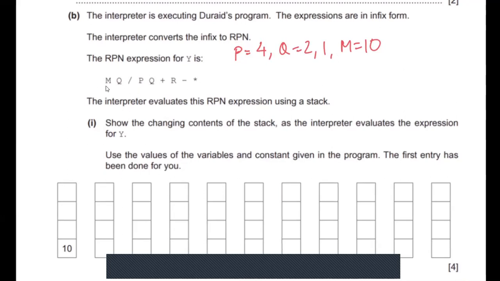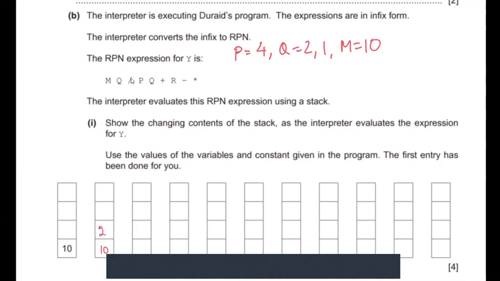So the rules in this case, if we start from left to right once again. We start with the first value, M, which is 10, and we keep putting it in the stack. The next value is Q. Once you come across Q, we go ahead and put it in the stack. So the first value was 10. Second, we push the value of Q, which is 2, into the stack.